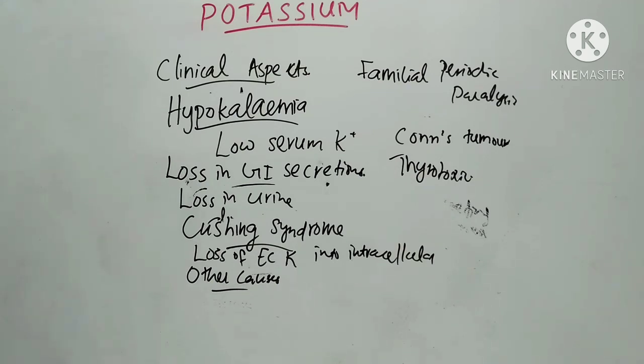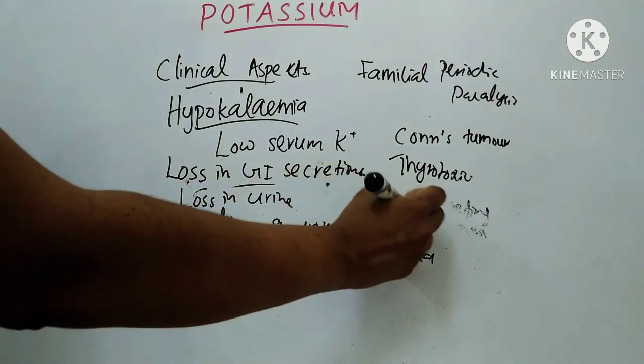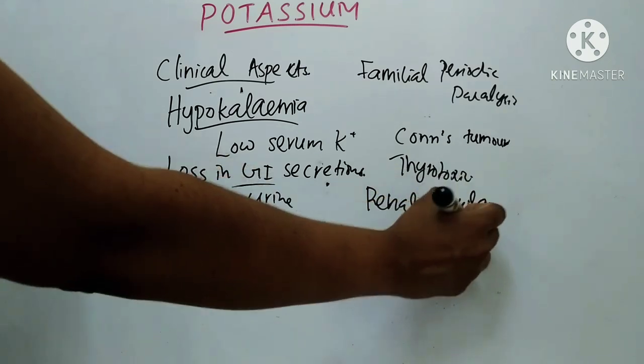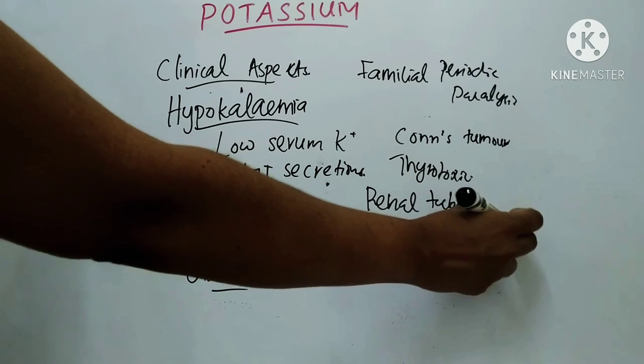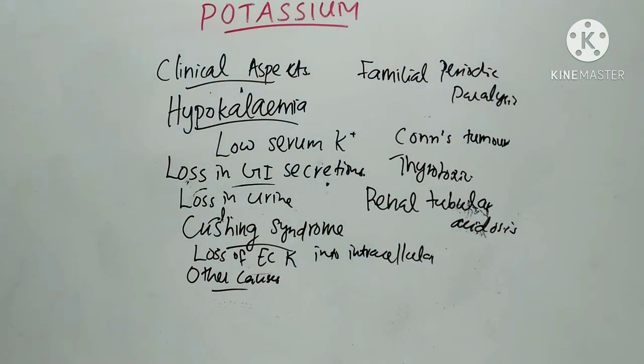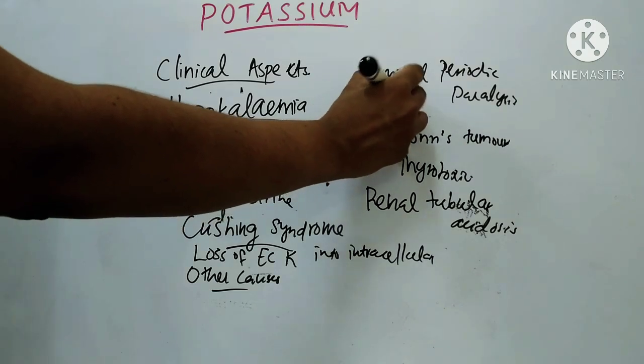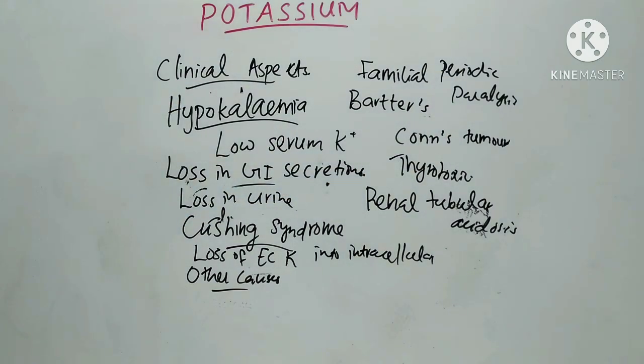Then the next cause is renal tubular acidosis. Low serum concentration of potassium is seen in renal tubular acidosis, in Bartter's syndrome, and after administration of steroids such as deoxycorticosterone, testosterone and cortisone. So, these are the clinical aspects of potassium.